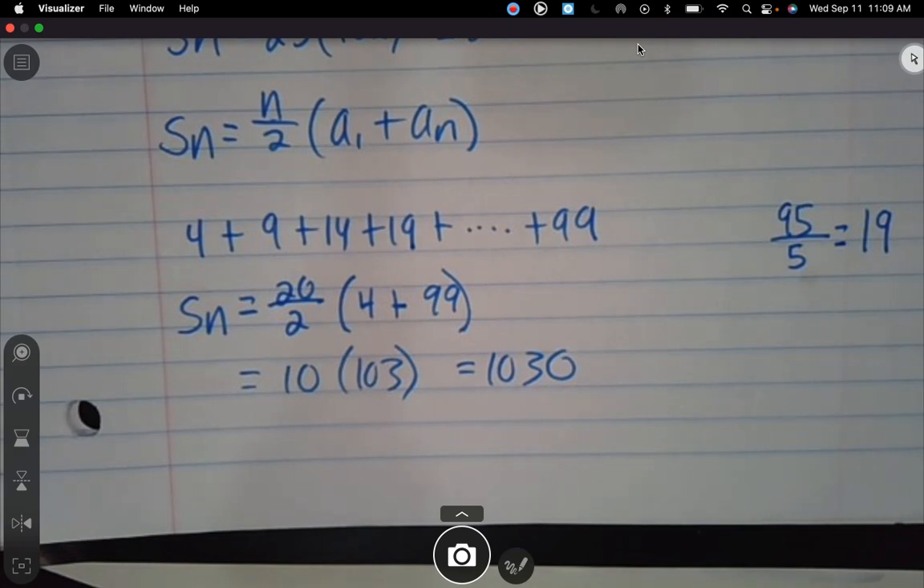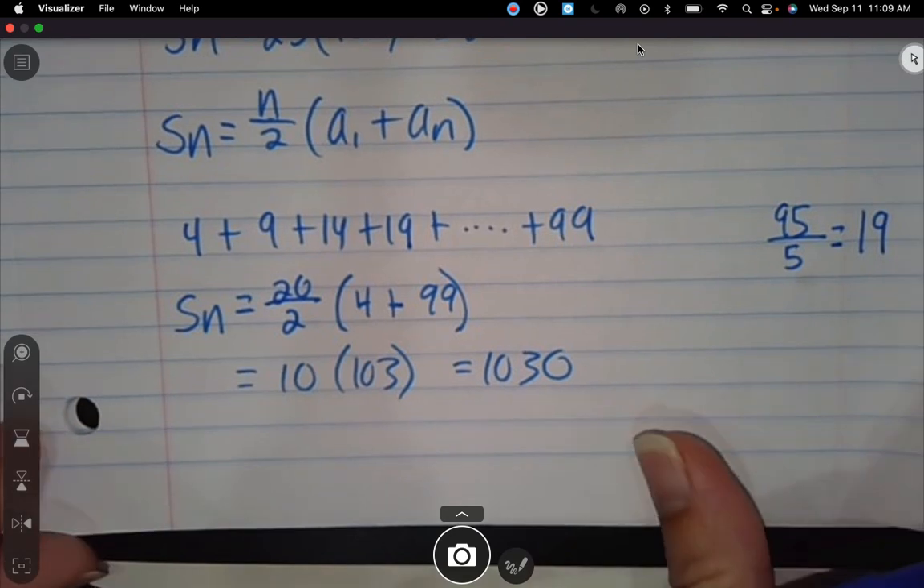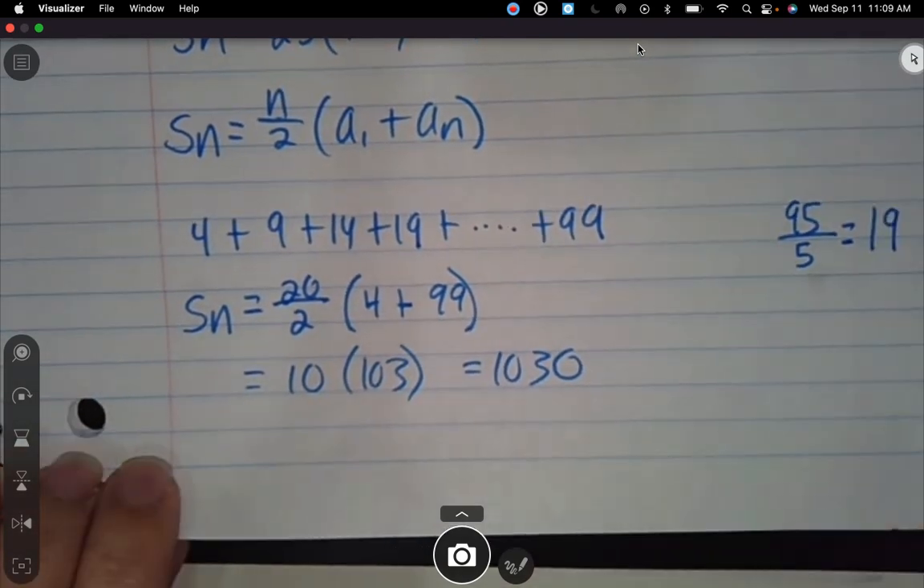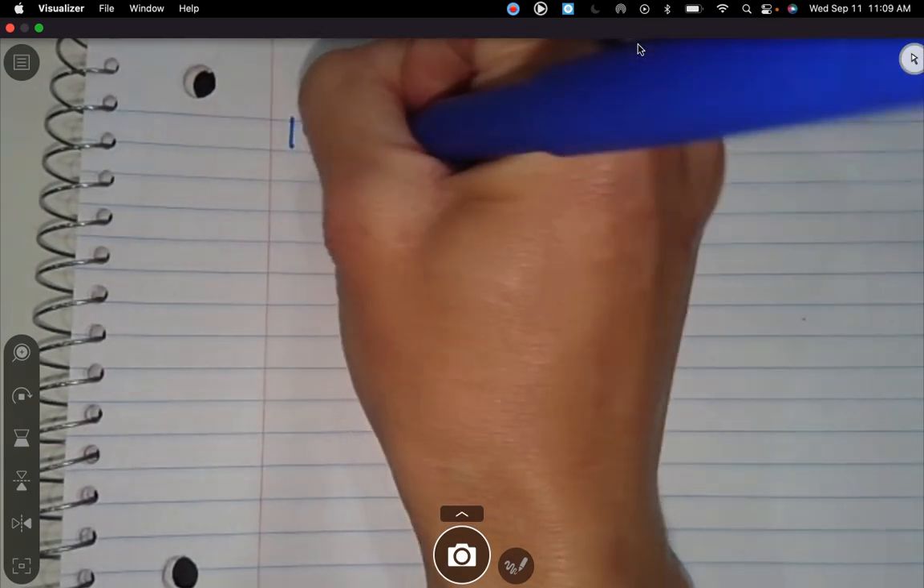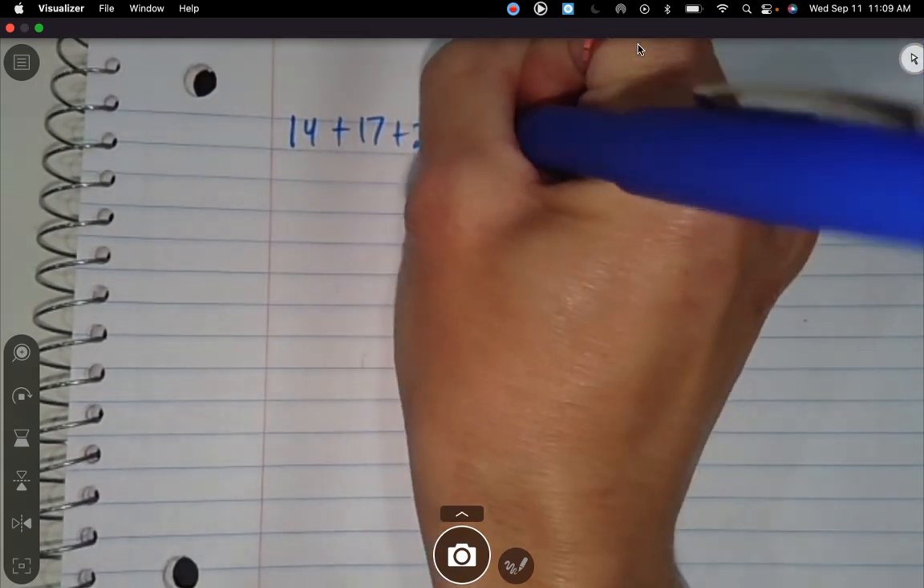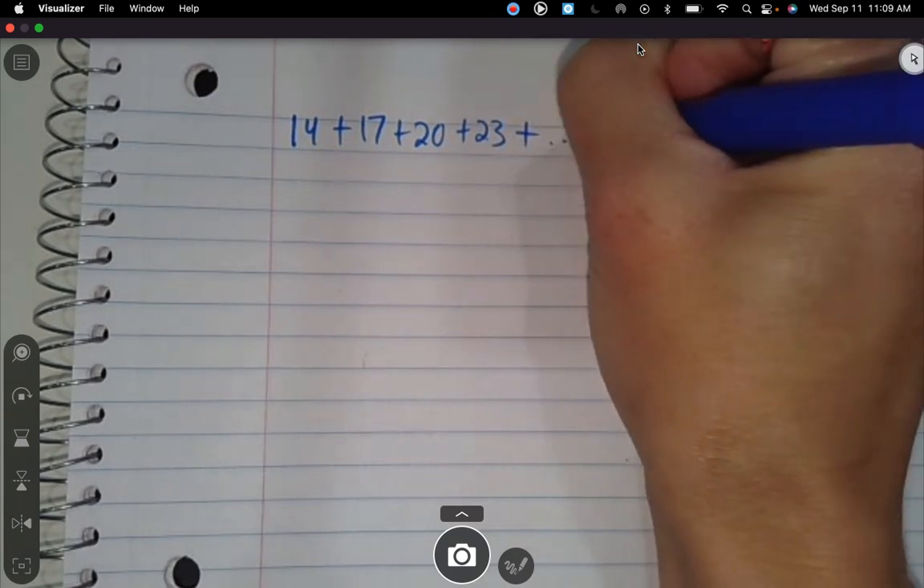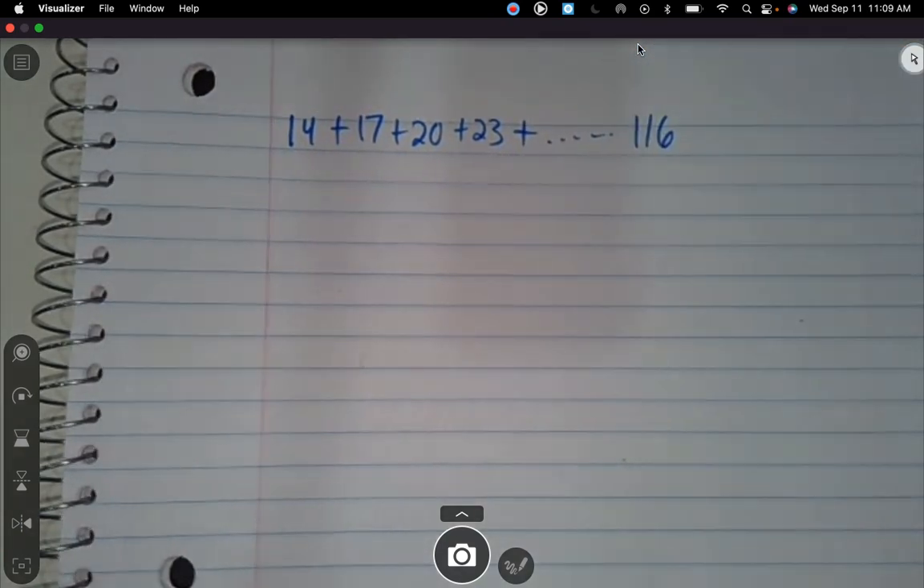All right, can we do another one? Let's do another. Anybody writing that? Okay, the next one. Here's additional problems. What's the sum of this finite series? 14, 17, 20, 23, all the way to 116.